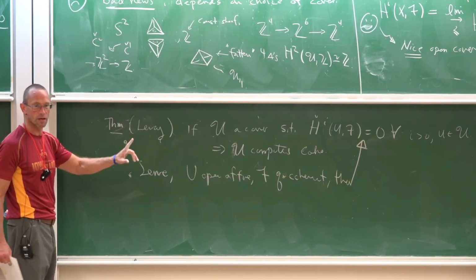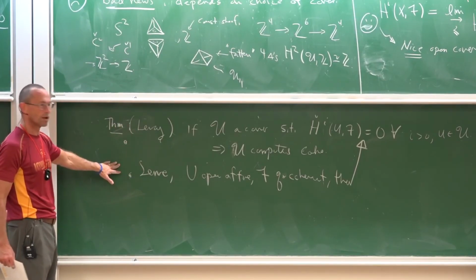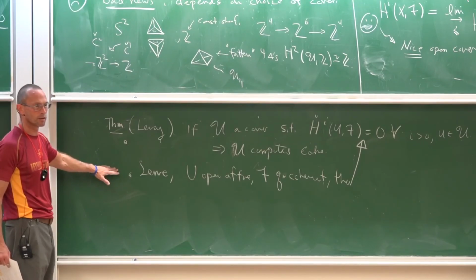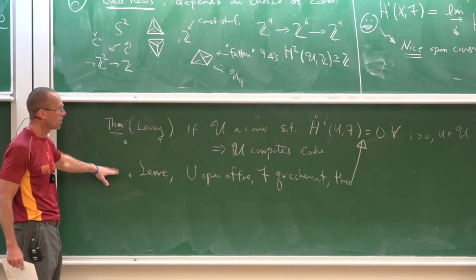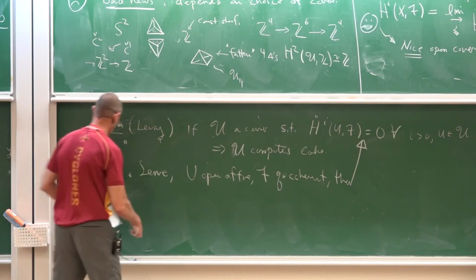But this still hasn't answered a question, right? Is everybody with me on this? So this is saying that open affine is something you can compute Čech cohomology with, but we still haven't answered the question, or we should have asked.